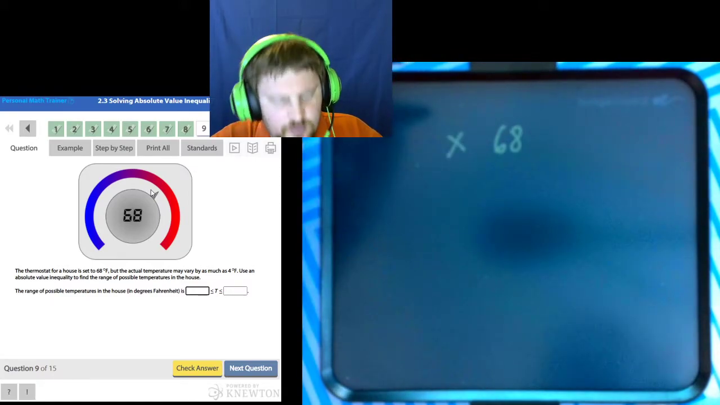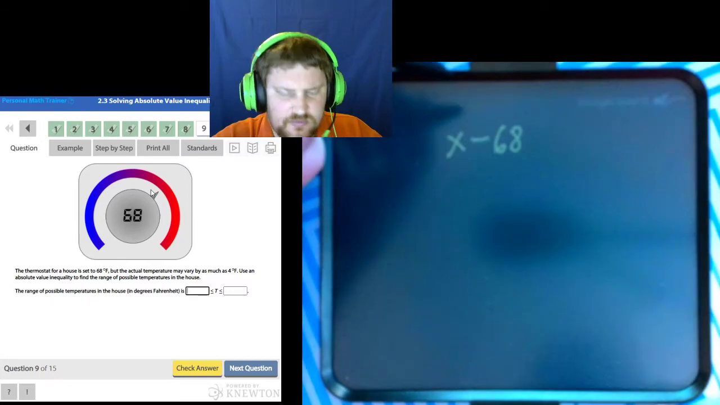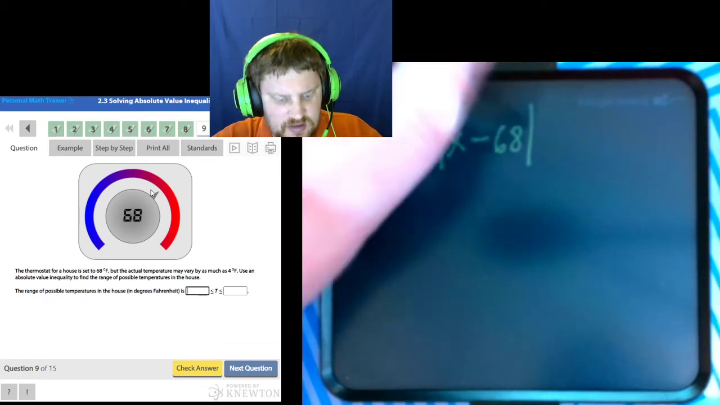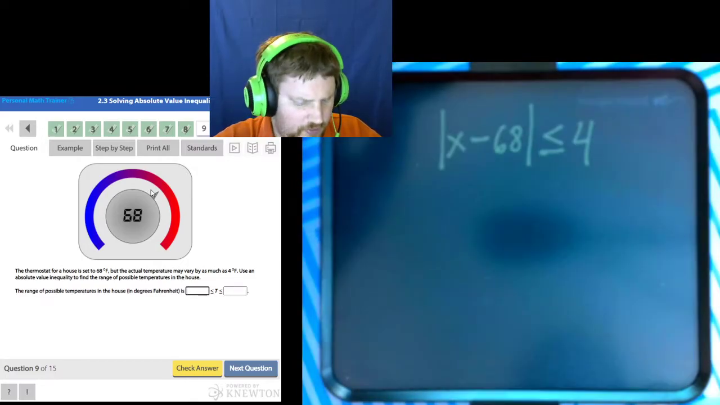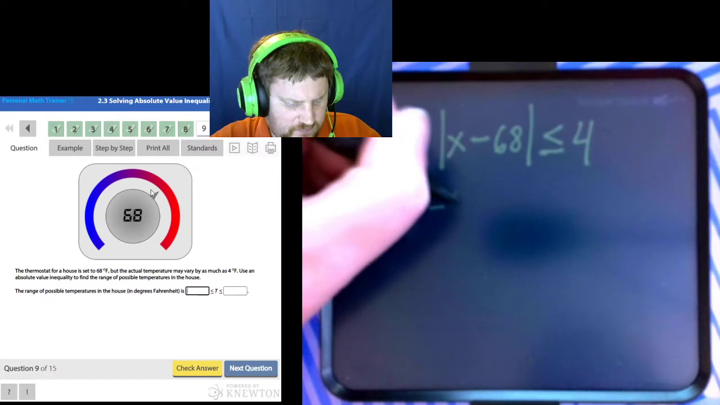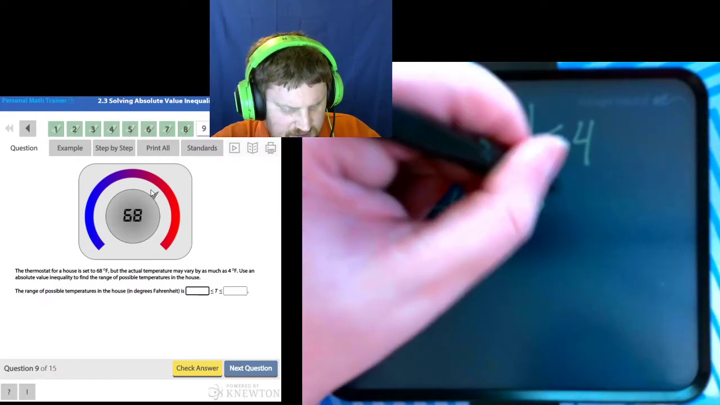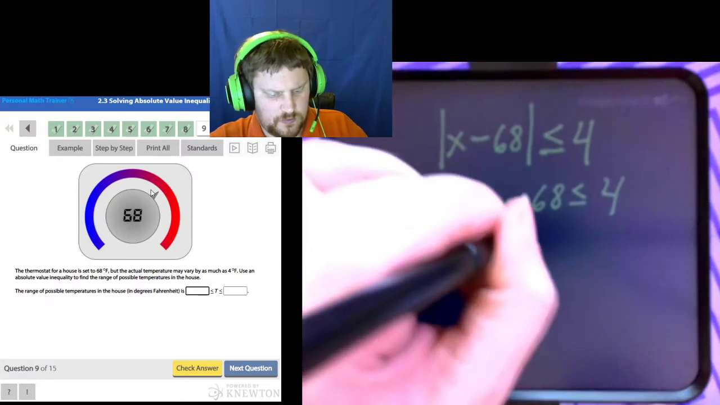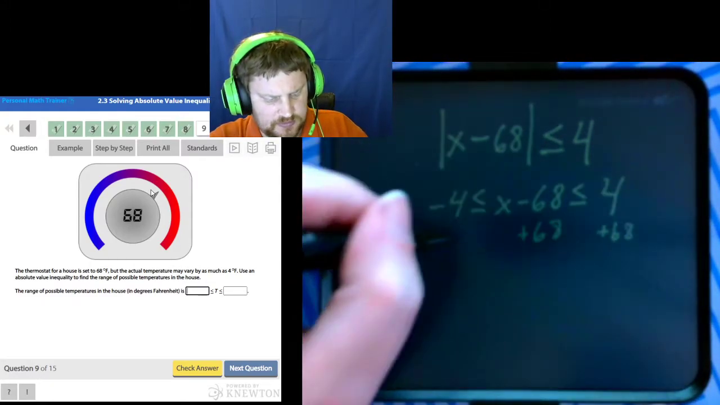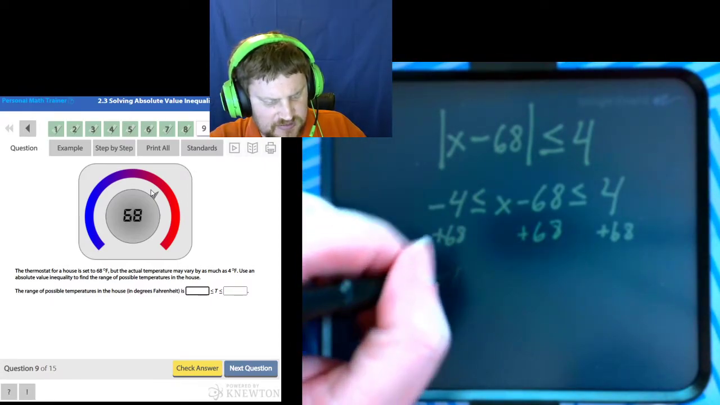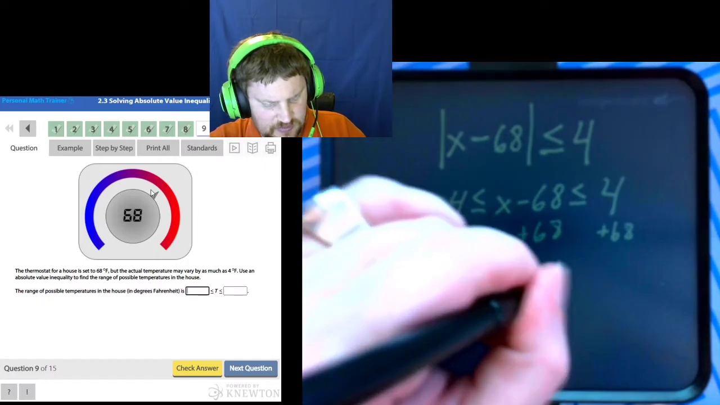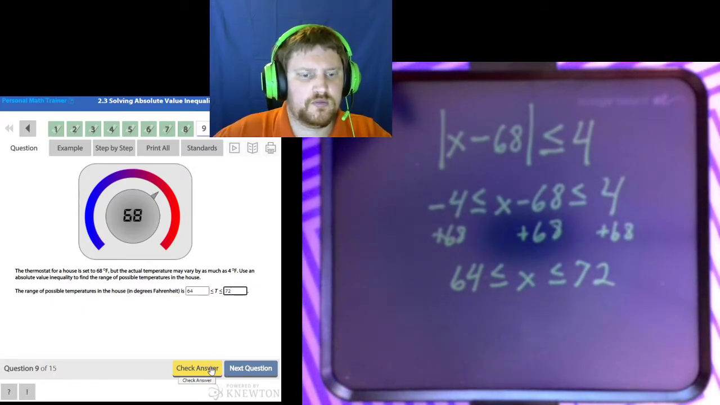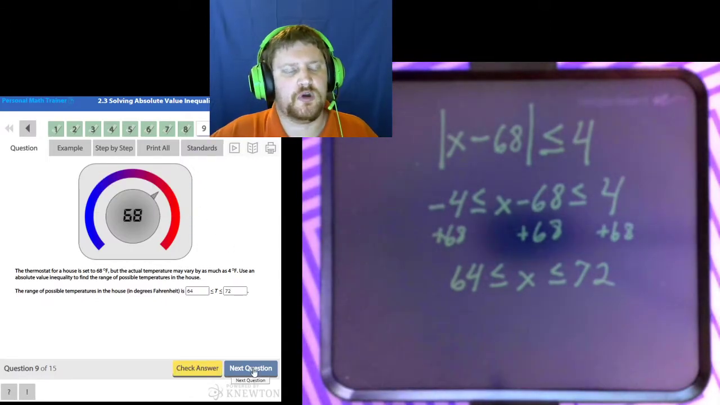So x, the actual temperature in the house, minus the thermostat temperature, the absolute value of that is less than or equal to 4. So negative 4 is less than or equal to x minus 68 is less than or equal to 4. Seems good. Add 68 to all three spots. Negative 4 plus 68 is 64, is less than or equal to x is less than or equal to 72. So 64, 72. It's kind of a cool question.